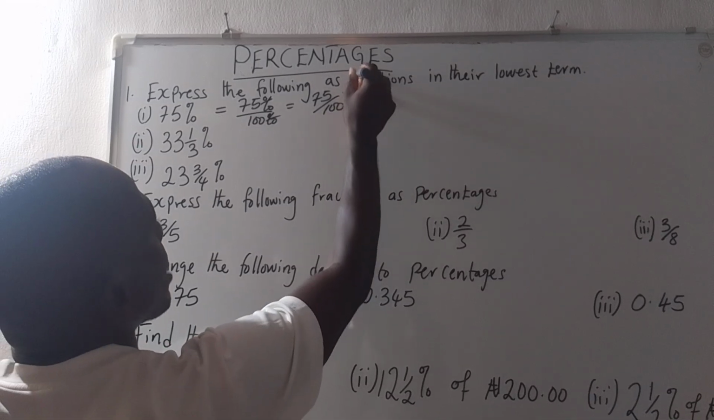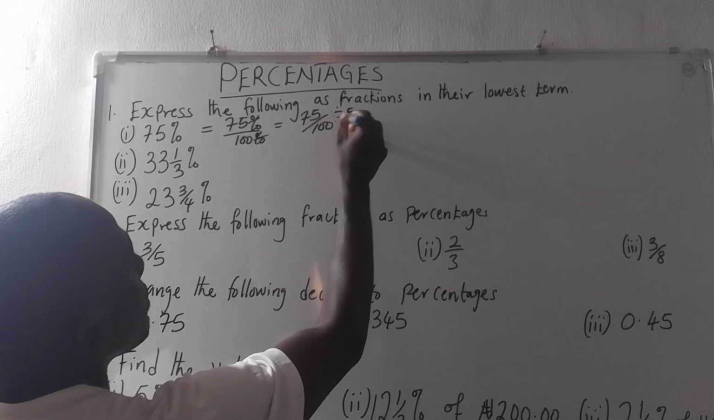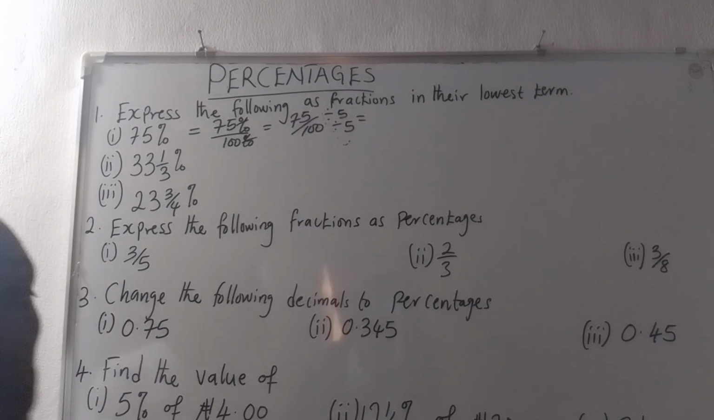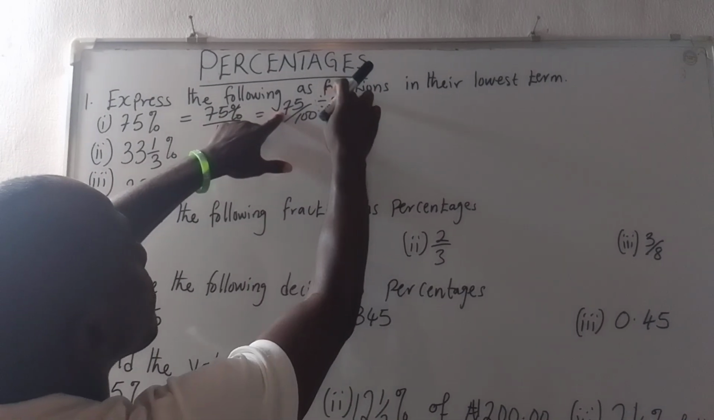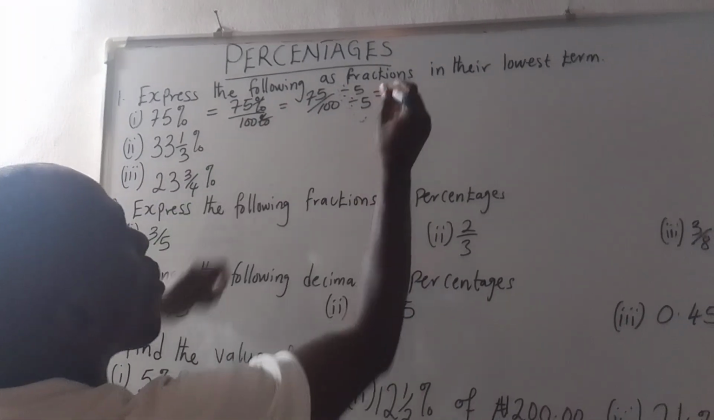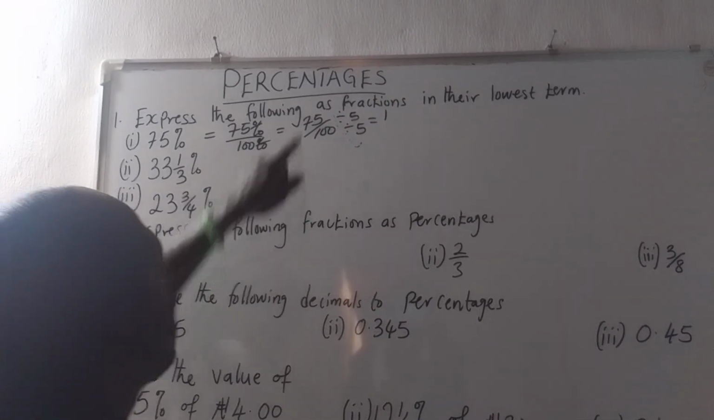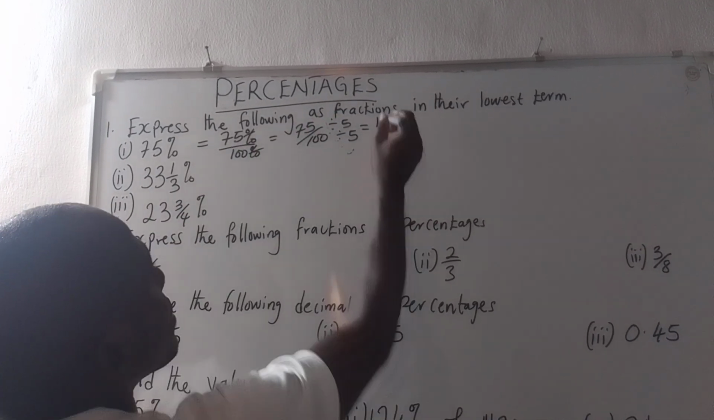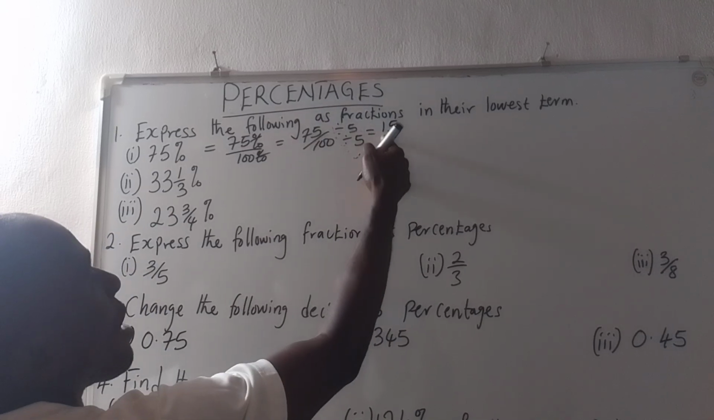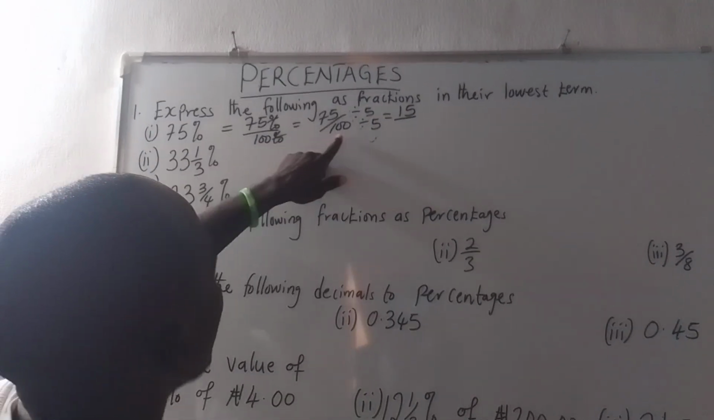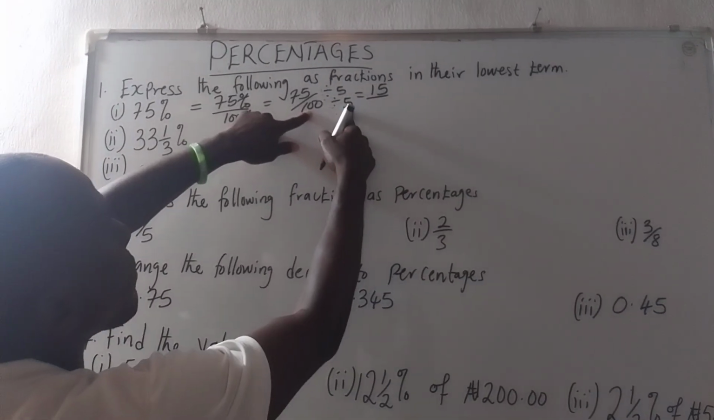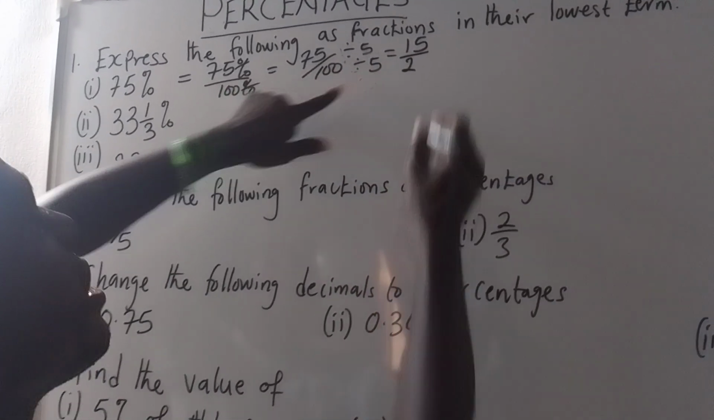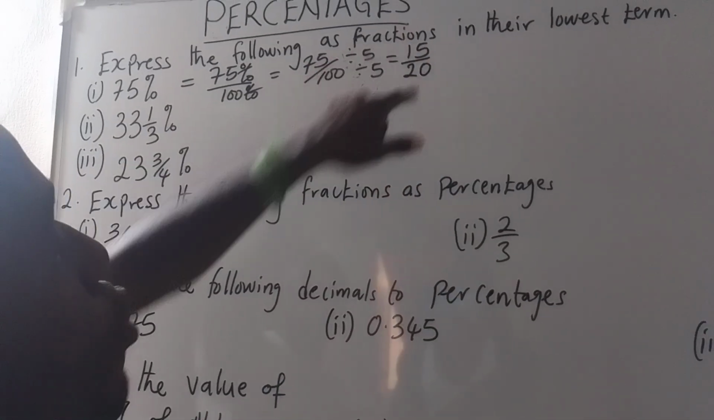My writing is kind of a bit tiny. Divide by 5, divide by 5. So we have 75 divided by 5. Look, 7 divided by 5. 5 will go into 7 once. Remainder 2. Place the 2 behind 5, it becomes 25. 25 divided by 5 is 5. So 75 divided by 5 is 15. Now look at this, 100 divided by 5 is 20. So we have 15 over 20.